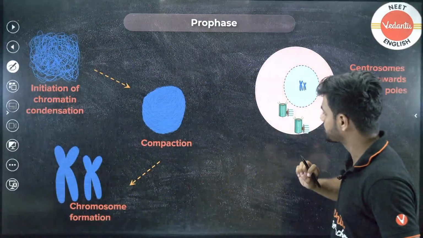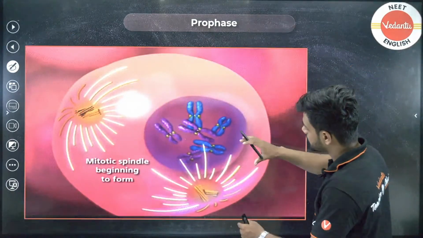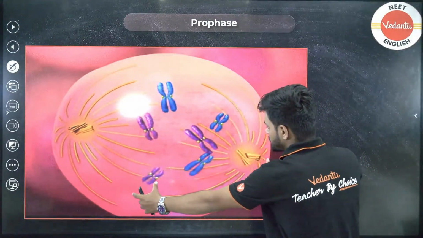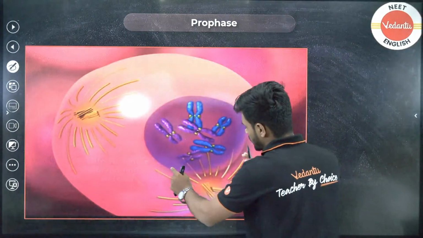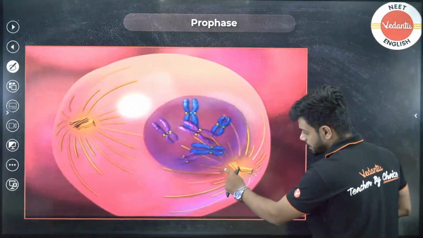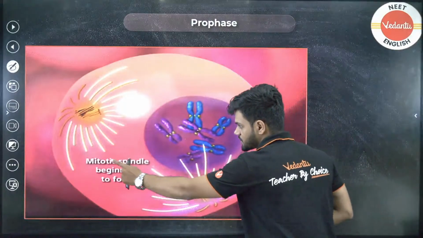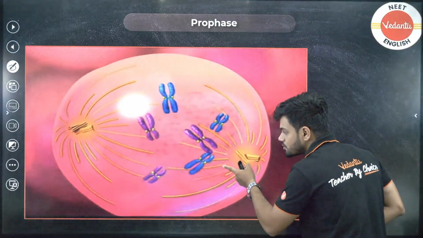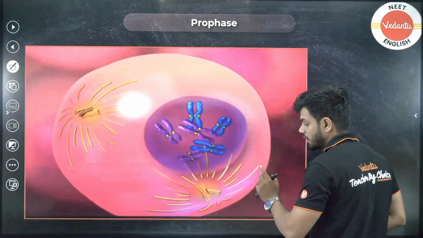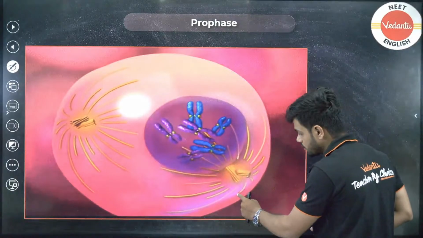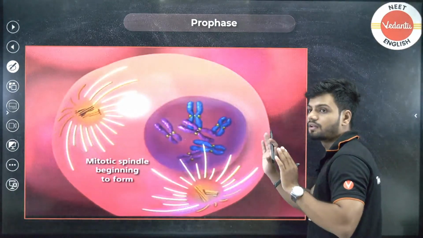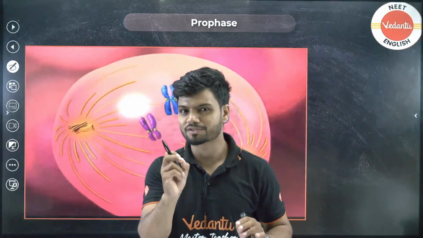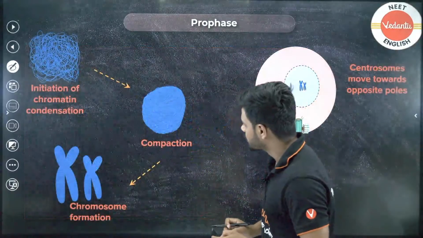See this? What is happening in prophase? Chromosomes are getting aligned here. Can you see chromosomes are getting condensed? Can you see asters are moving to the opposite pole? This is your centrosome. Centrosomes are moving towards the opposite poles. Spindle fibers are also arising, and there is also formation of asters. This is your entire prophase, detailed structure.